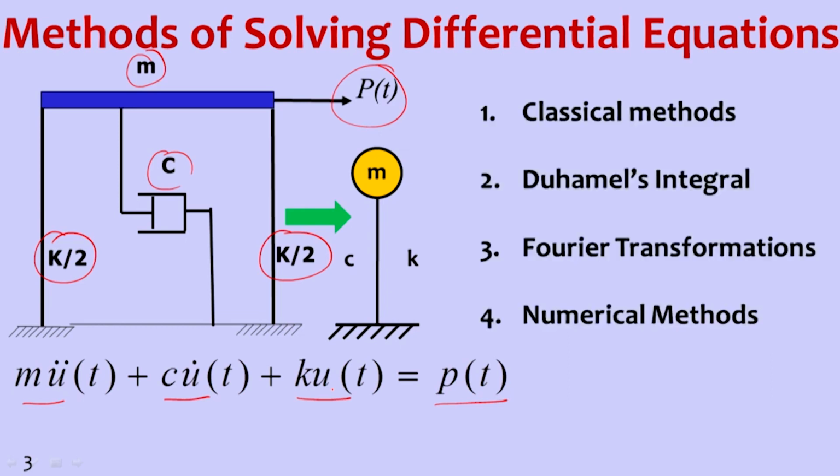So, these are the methods. There are four methods for solving and finding the solution. The solution we want is u of t. The first one is the classical method, the second one is Duhamel's integral method, which we have discussed, and the third one is the transform method. We have discussed Fourier transform, how we convert the time domain into the frequency domain.